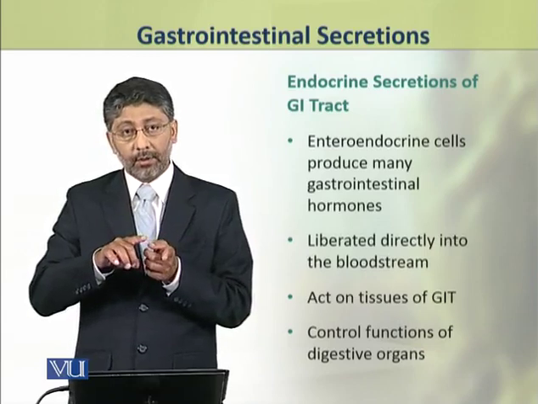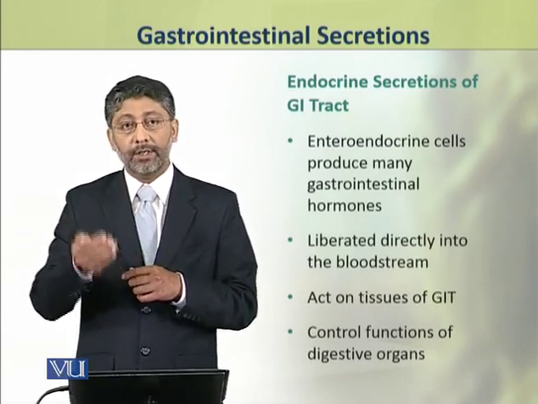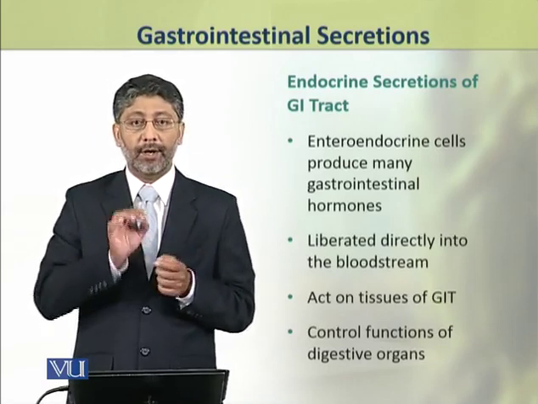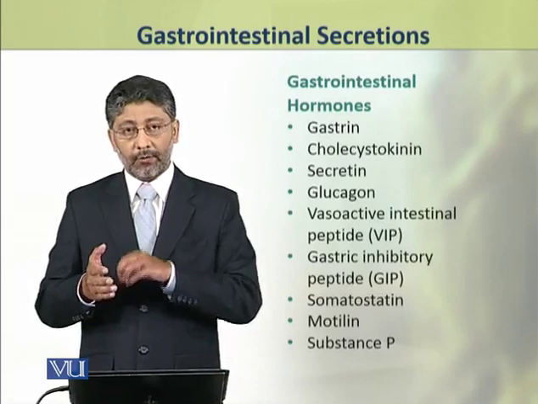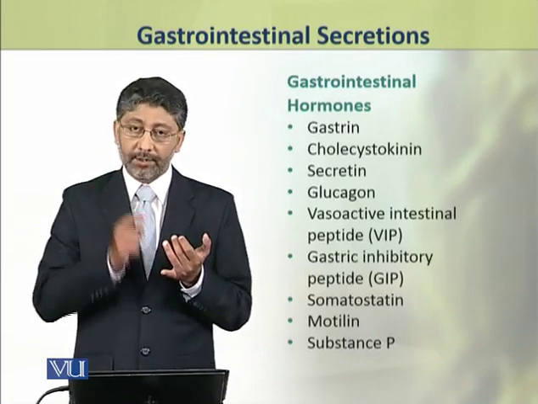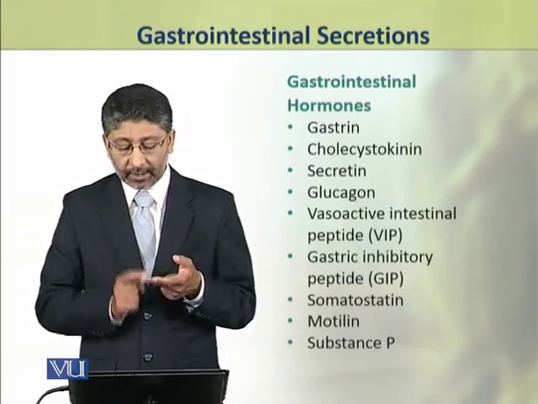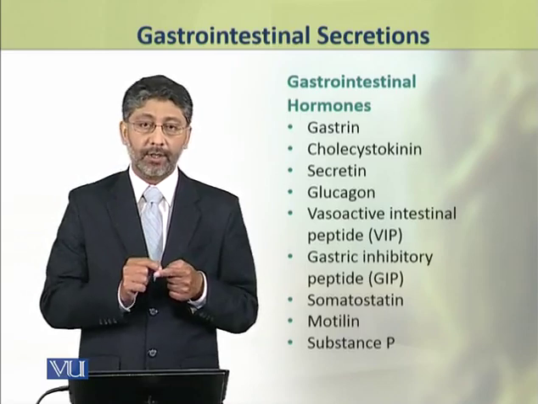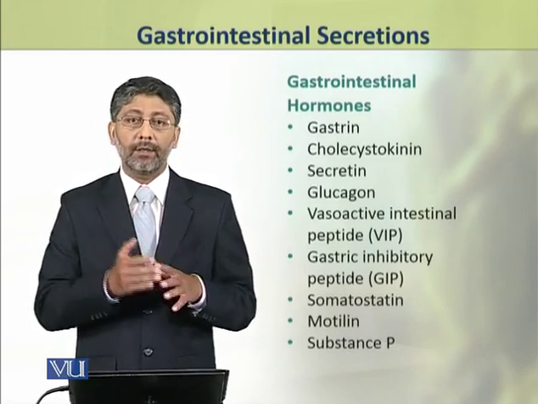These hormones are related to the functions of gastrointestinal tract, so they act on the tissues of gastrointestinal tract or gut and control various functions related to the digestion or absorption of food. The various gastrointestinal hormones include gastrin, cholecystokinin, secretin, glucagon, vasoactive intestinal peptide, VIP, gastric inhibitory peptide, GIP, somatostatin, motilin, and substance P.